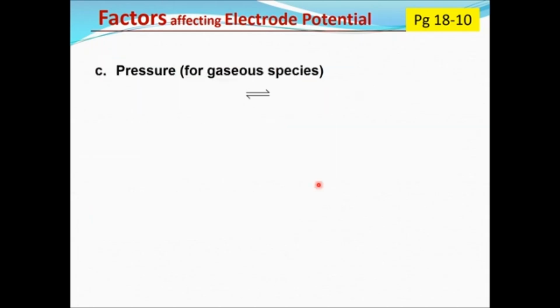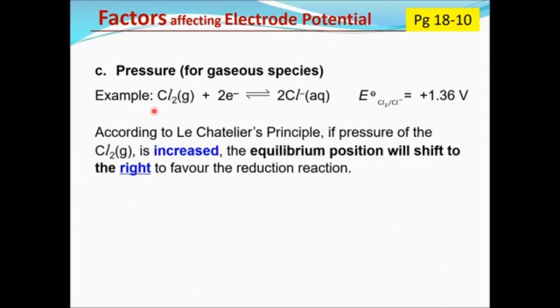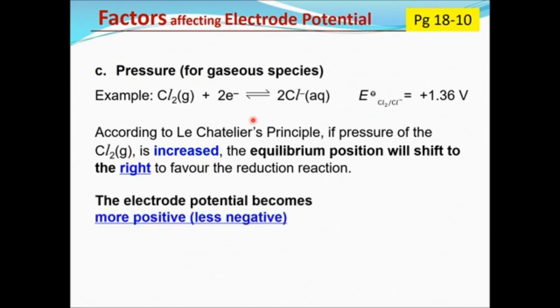Now the last factor to consider is pressure for gaseous species. So again, same example here, and logically for gaseous species in terms of chemical equilibrium, you would say that if the partial pressure of Cl2 is increased, the POE, or the system, will counteract the change. The POE will now shift to the right to remove some of the Cl2 gaseous particles, right? Cl2 molecules to be removed, so to decrease the pressure of Cl2, and that will favor the forward reduction reaction, right? So shift to the right, reduction reaction.